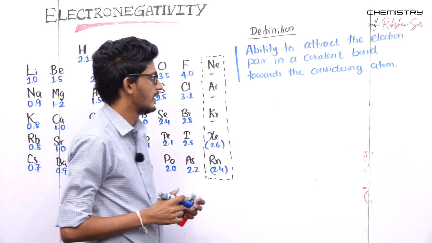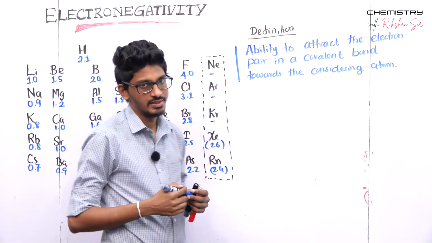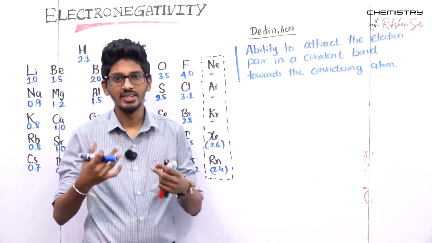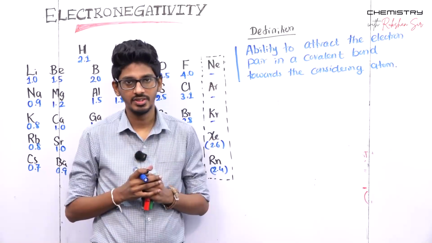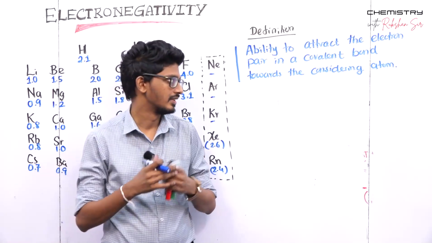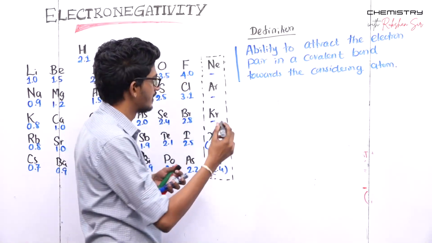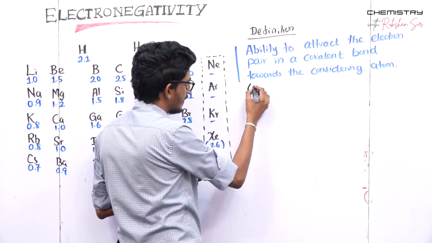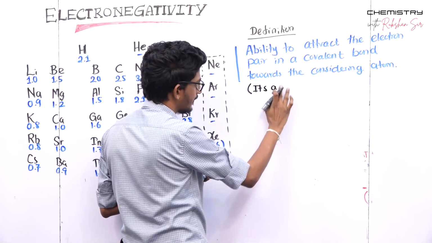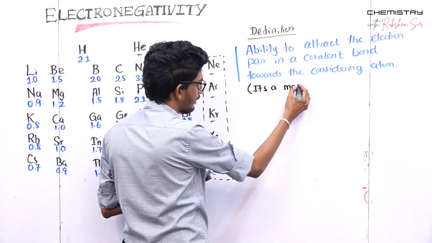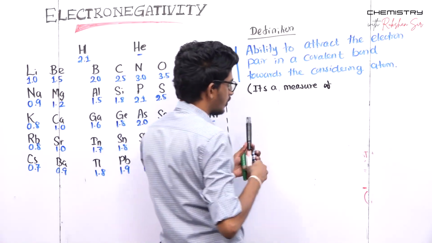So one can say it's a measure of electron deficiency. That is another way of looking at electronegativity. It's a measure of electron deficiency.